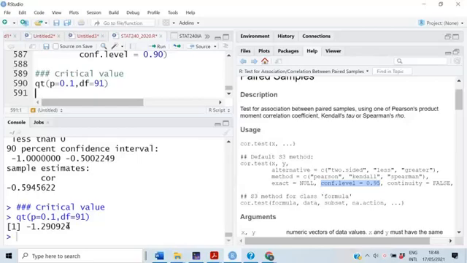So what does that mean? We do what? Reject H naught. And what is our conclusion? There is a significant negative correlation between what? Price of car and the miles per gallon. Is that okay? Is it okay with everyone? Okay, so that is one way.